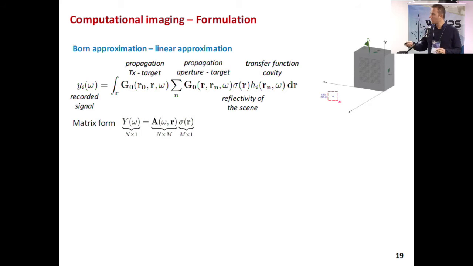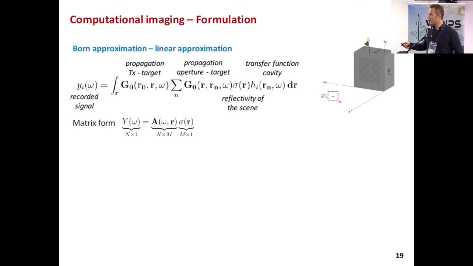Okay, so I will come back to this box later, but a bit of mathematics here to explain how we perform the imaging from a computational point of view. So we have our chaotic cavity, chaotic box. There are two inputs here, and we have a horn illuminating our scene. So the waves go from the horn to the scene. This is the Green function to compute the propagation of the waves from the horn to the scene. Then the wave is reflected by the scene. This is sigma, the reflectivity of the scene. This is our unknown. We want to reconstruct sigma.